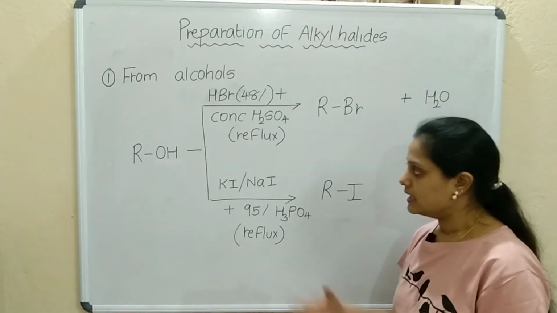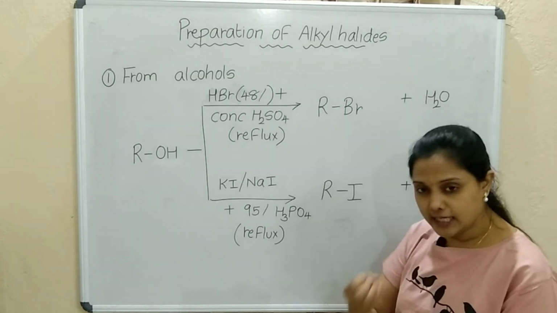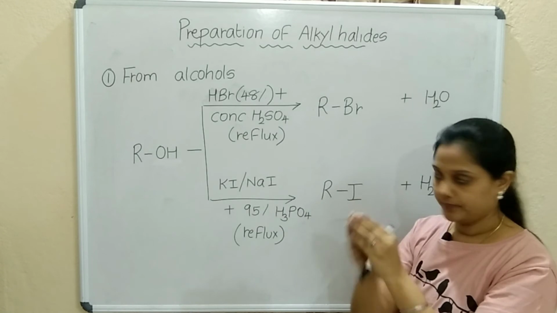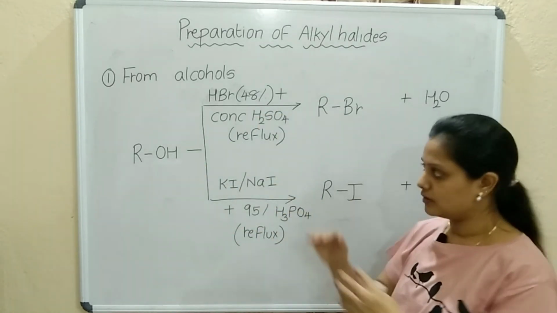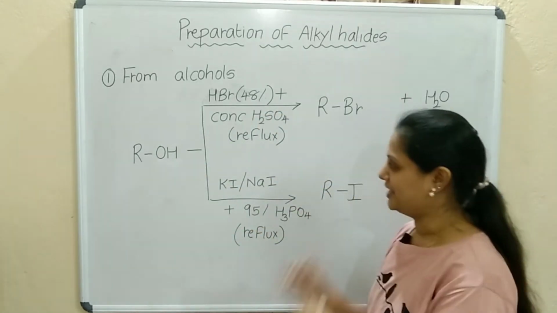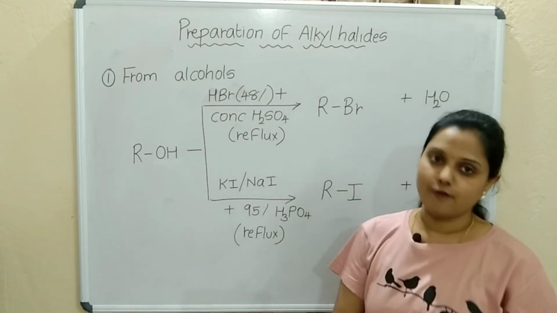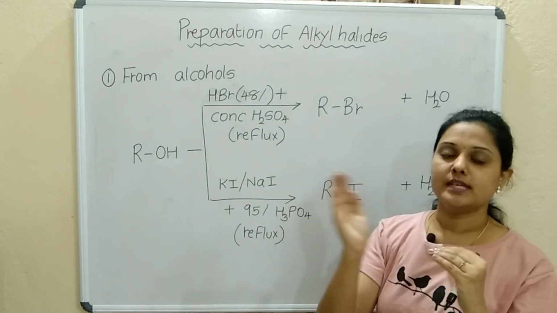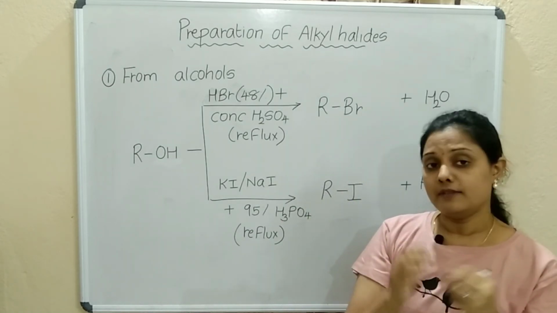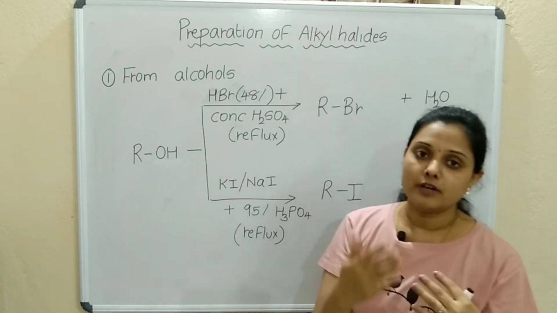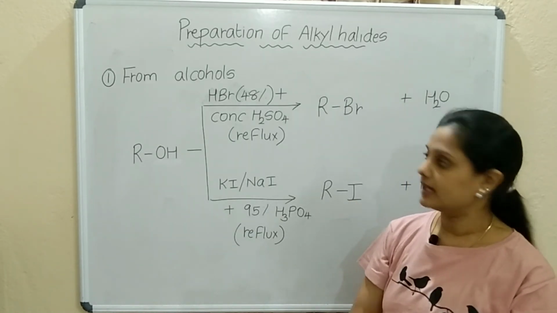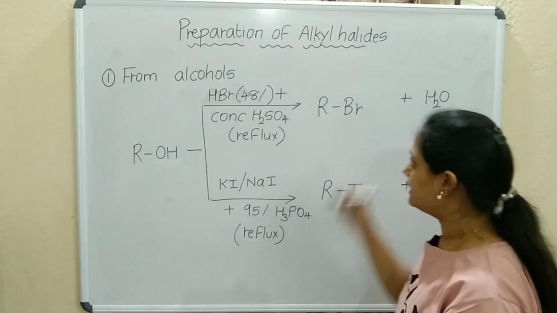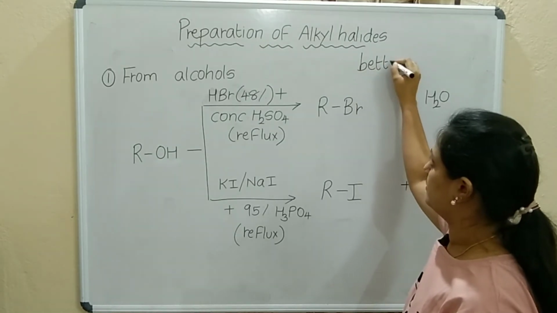Now I have written here one word, that is reflux. Reflux means heating the mixture. So what will happen? The vapors will be formed on heating the mixtures, not together, separately. These vapors are cooled by using a condenser. And if the vapors are cooled, they will convert to liquid. And again the process will go on. Why is it done? For better yield, better production.